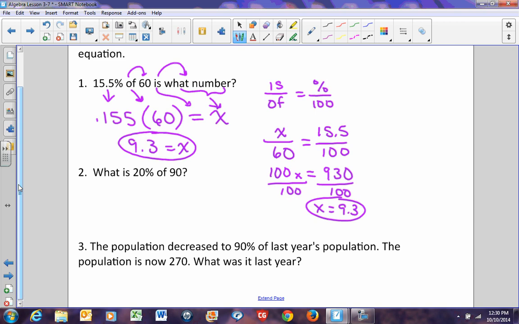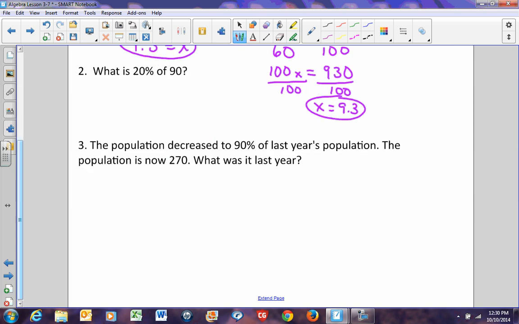Second problem here, what is 20% of 90? I'm just going to use an equation here because it's fast and it's easy and I'm running out of space. So what becomes my variable, is becomes my equal sign. 20% as a decimal is 0.2. Of means multiply, and 90 is 90. So I have x equals 0.2 times 90. So if I multiply 0.2 times 90, I get x is equal to 18.